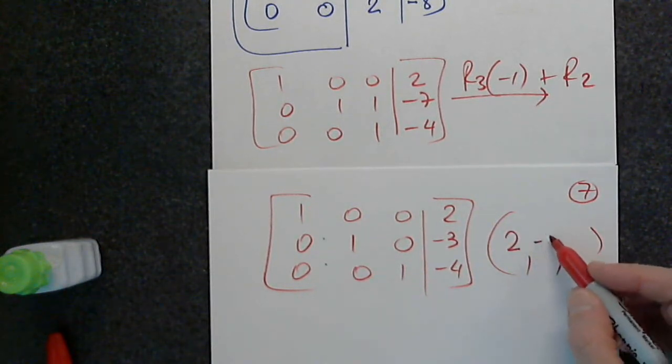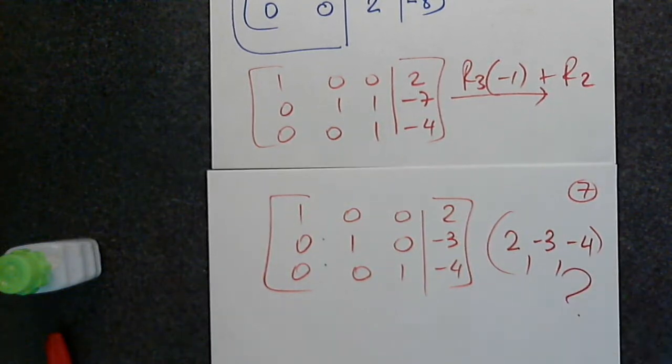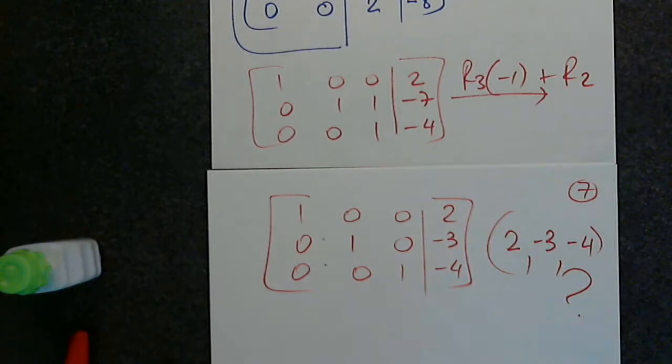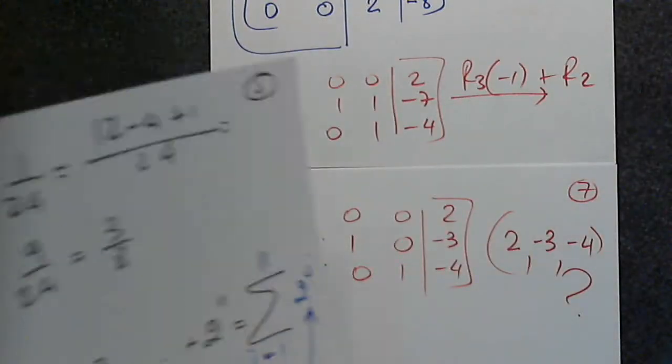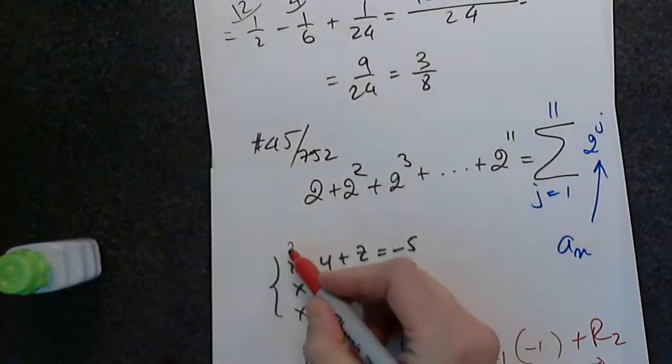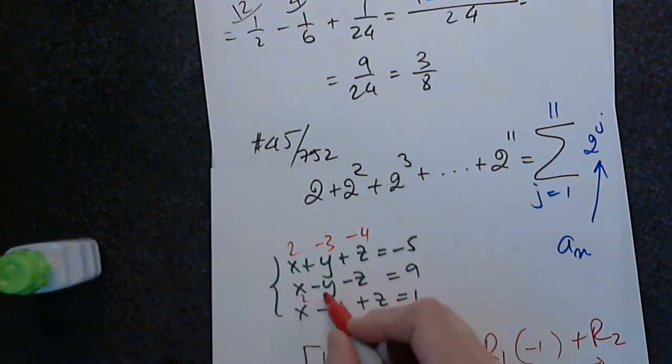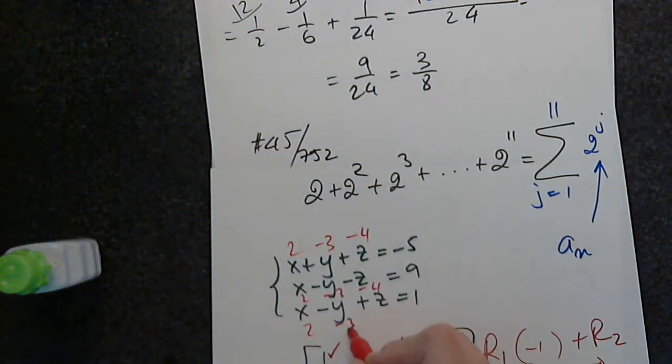I have no idea. It's so easy to make an error. So I'll go back to the original problem. Here it is. And replace with 2, negative 3, negative 4. And I hope for the best.